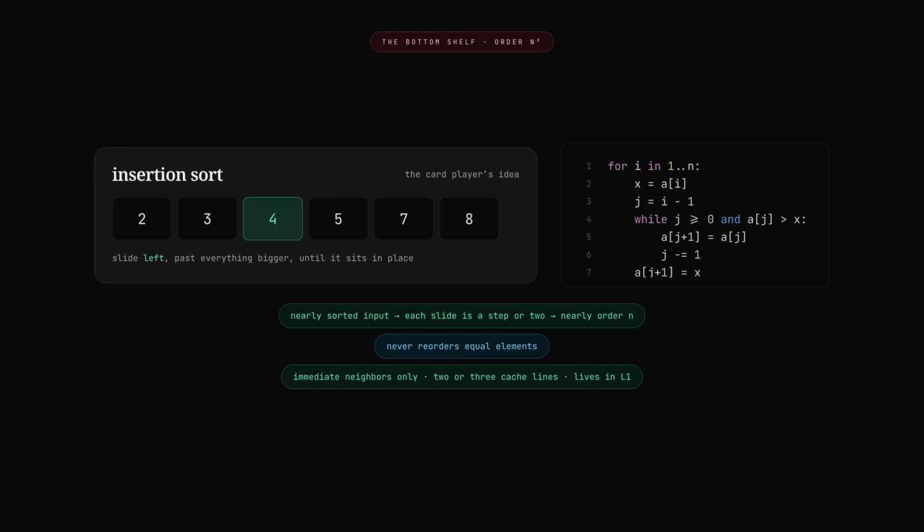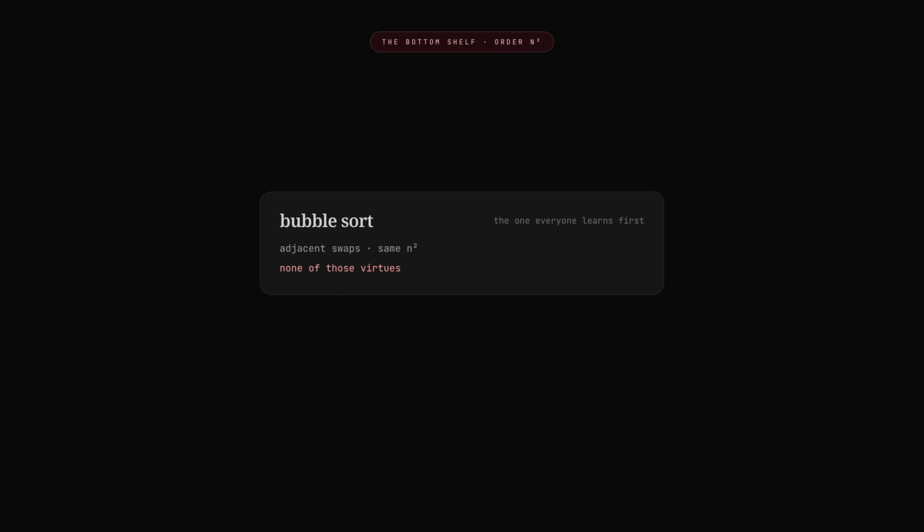And every move touches immediate neighbors, which is exactly the access pattern lesson 2 crowned. A few dozen elements is 2 or 3 cache lines, and insertion sort just slides them around inside L1. Bubble sort, the one everyone learns first. Adjacent swaps, same n squared, none of those virtues. It lives in courses, not in libraries.